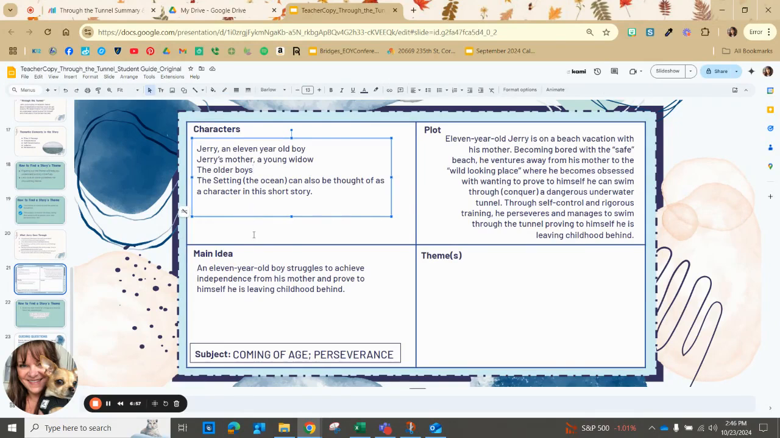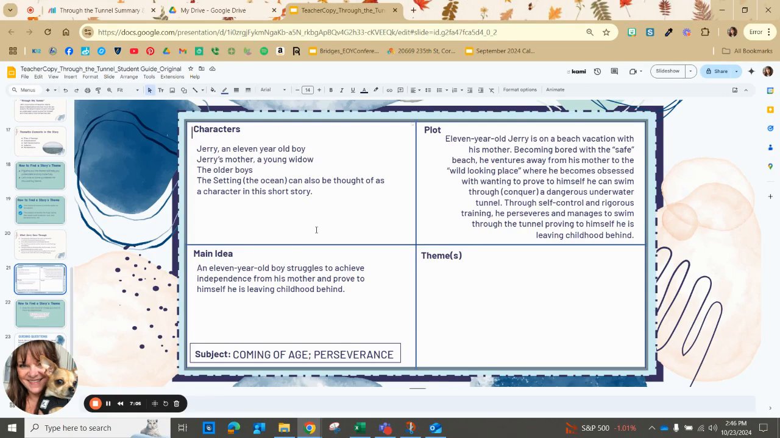And then we've got the setting as character. And you may not have studied literature before where you consider the setting as a character. I'm not going to go too deep into that, but I just want you to at least get the surface idea that the ocean as a setting can be thought of as sort of a character in this story.